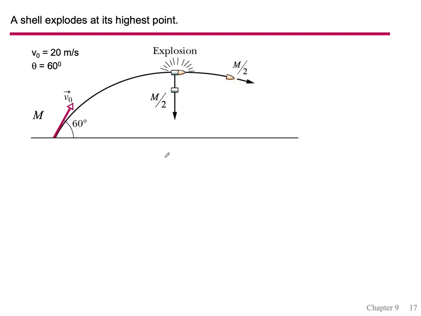Here is the classic example. In this case, it's a very bizarre explosion. You launch a shell at 20 meters per second with an angle of 60 degrees, and at the highest point, it explodes exactly into two parts, where the back half ends up with 0 velocity and falls straight down. And the other part, the front half, goes some other distance. And the question is, where do these two pieces land?